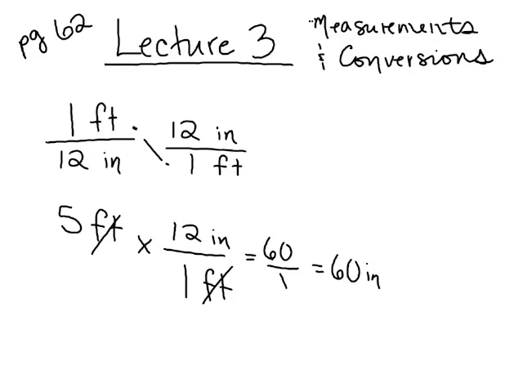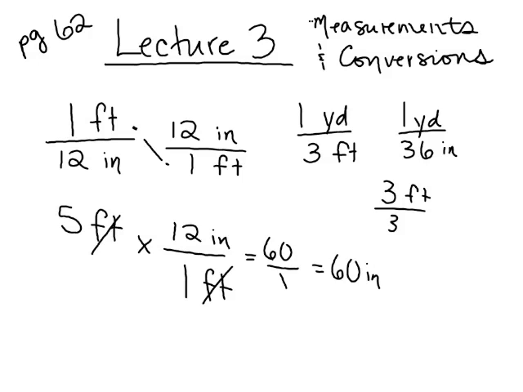Okay, so how about another one? Feet into yards. What's the conversion? 1 yard equals 3 feet. So how else can I write that? I can write 1 yard is equal to 36 inches, or I can write 3 feet equal to 36 inches, or 1 foot equal to 12 inches. Those all mean the same thing, right? They're all equivalents.